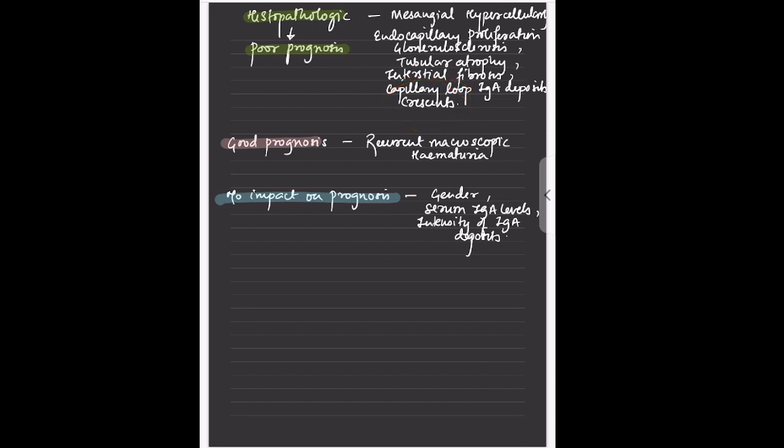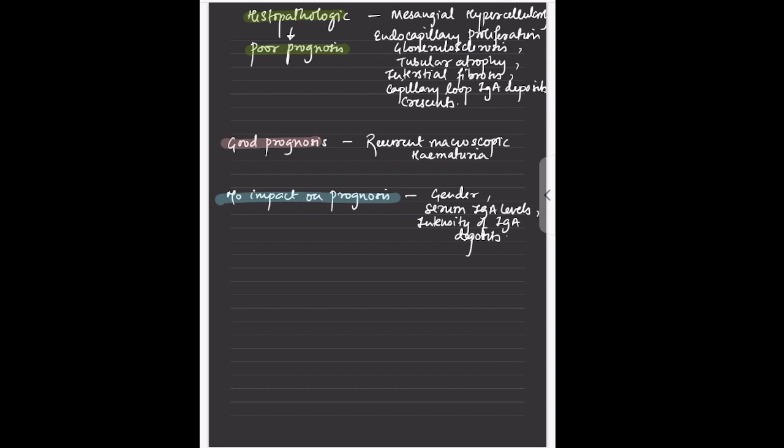Good prognosis is seen when there is recurrent macroscopic hematuria. So the question may say that the patient has recurrent macroscopic hematuria. Is this associated with a good prognosis or a bad prognosis? It is a good prognosis. Why? Because the patient would be aware of the urine color and he would come to you, and then you would investigate and come to the diagnosis.